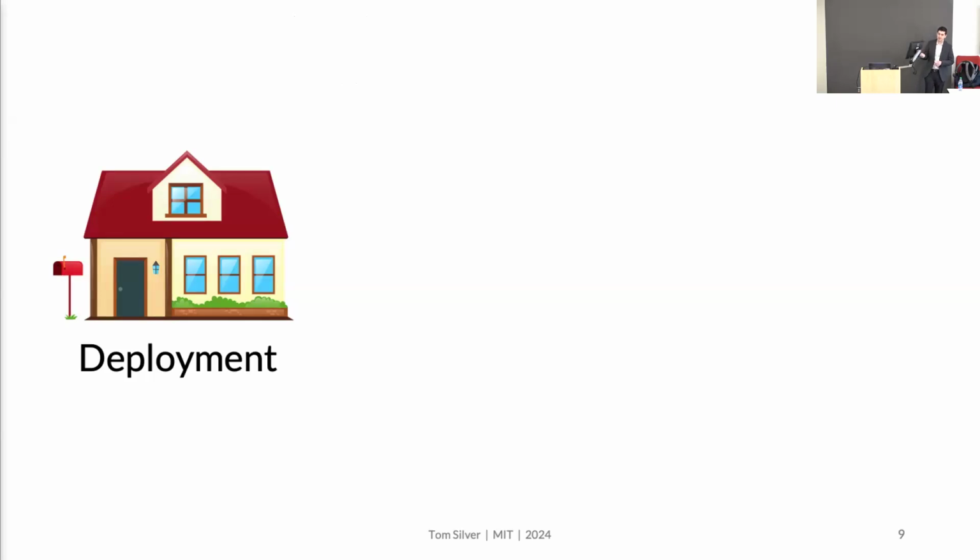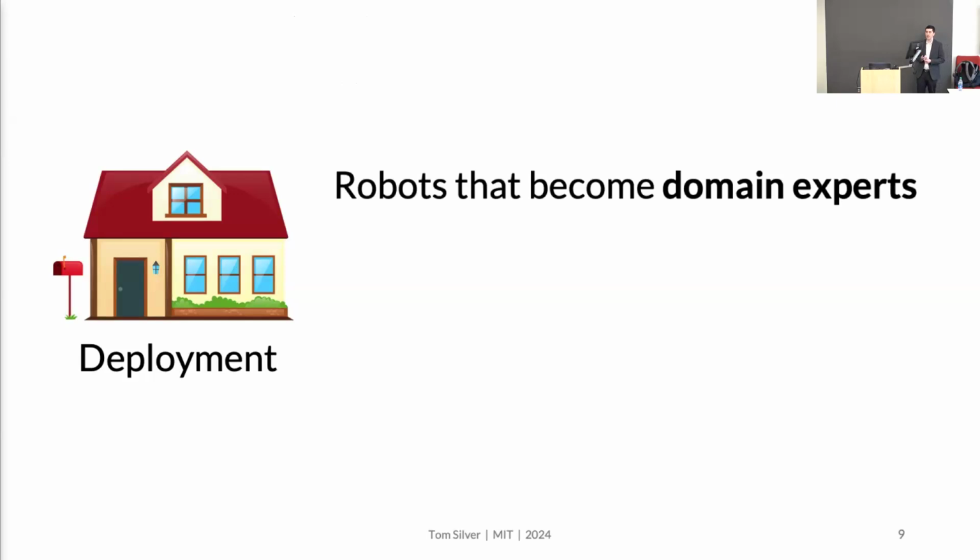But after that, the question will become, what should these robots do once they're deployed? And I think what we want is for the robots to become experts in their domain once they're deployed. When I say domain here, I don't mean the domain of household robotics broadly. I mean, we want robots to become experts in your home with your goals and your preferences and your objects and your constraints and everything that's unique to you.